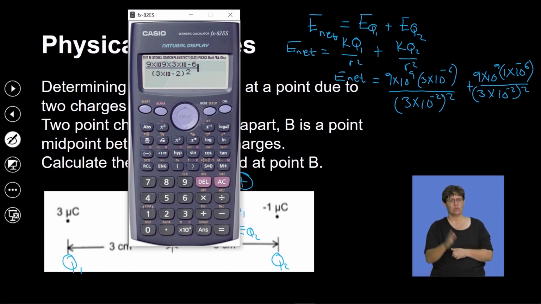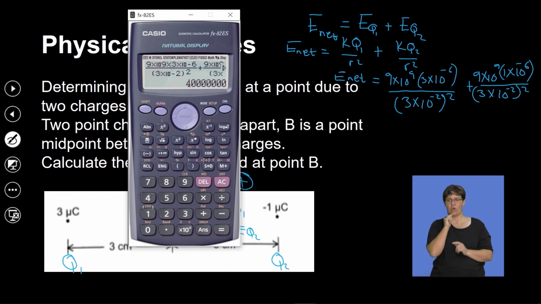Okay, but we know that it's the sum because they're in the same direction. We put another fraction, 9 times 10 exponent 9 multiplied by 1 times 10 exponent negative 6, and then we square the distance, the same distance, because we're told that they are equidistant, which is 3 times 10 exponent negative 2. We close that and square the distance. So if we punch the equal to, it will give us the value of E net.